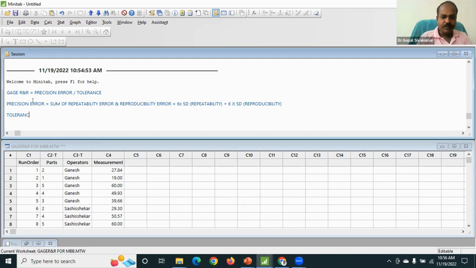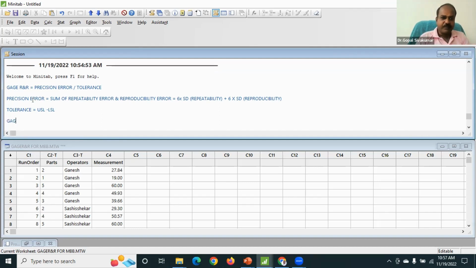Tolerance is generally provided by the customer, am I right? Yes. USL minus LSL, upper specification limit minus lower specification limit. This ratio will give you gauge R&R. This gauge R&R must be less than 10%. If it is less than 10%, the measurement system is acceptable.